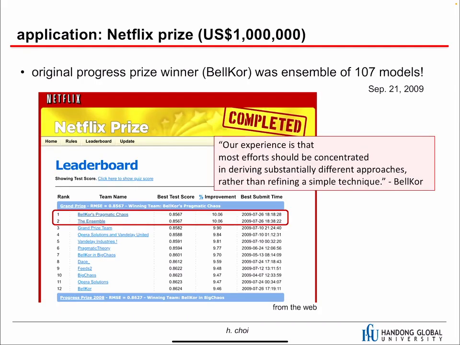And the next application is the Netflix prize. There was a competition at Netflix, and it's basically film recommendation. There was a winner, and in an interview he said, our experience is that most efforts should be concentrated in deriving substantially different approaches. As I said, in ensemble learning, we need different models. So substantially different approaches rather than refining a single technique. So he used a lot of models and combined them. Basically he used 107 models for ensemble learning.